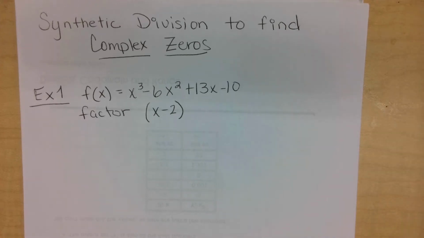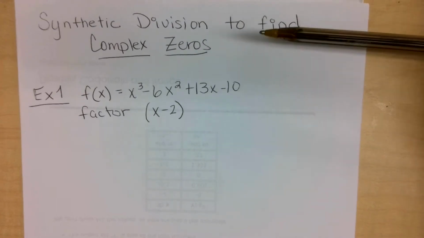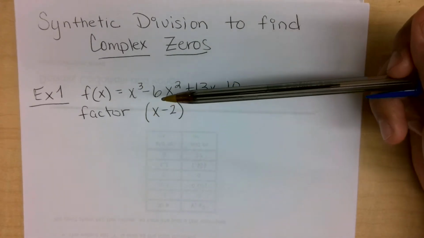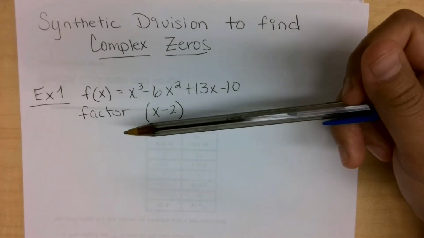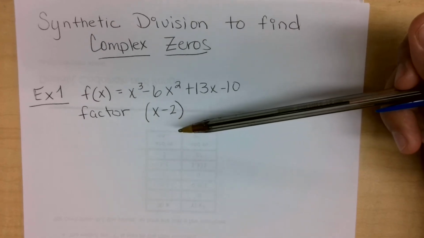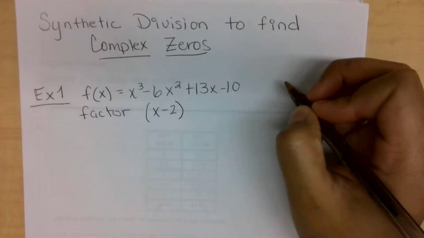Hello everybody, welcome to today's lesson where we try to do synthetic division to find complex zeros. So for example number 1, we are going to be taking x to the third minus 6x squared plus 13x minus 10, and we are given the factor x minus 2, and we're asked to find the other complex zeros. But before we can do that, let's review real quick what a complex number is.